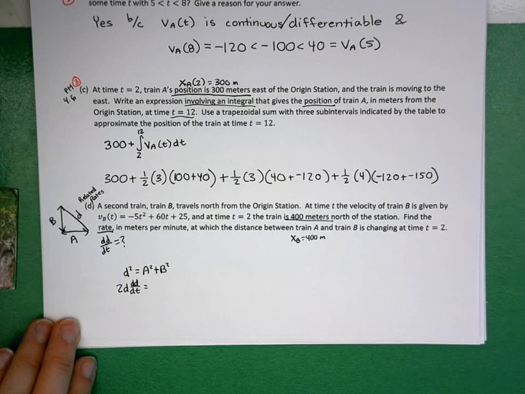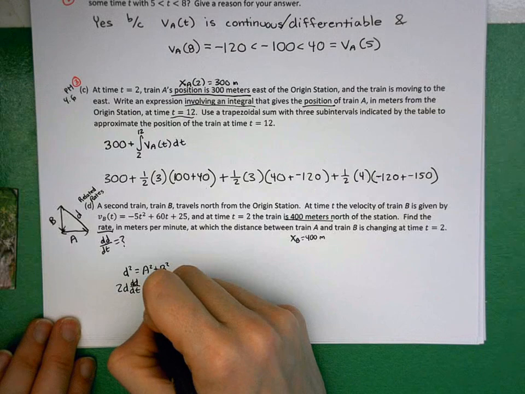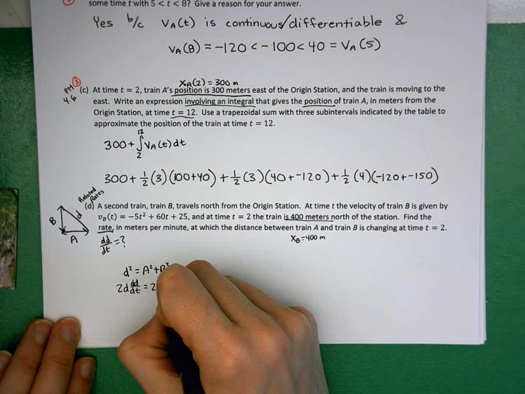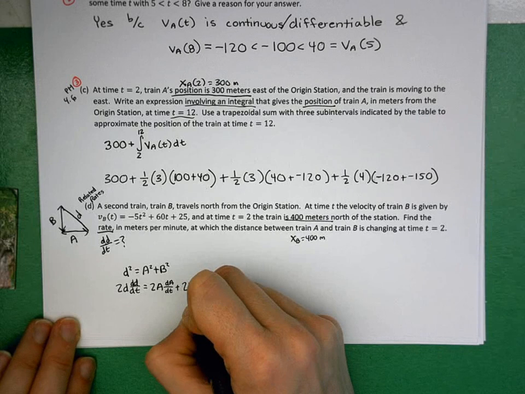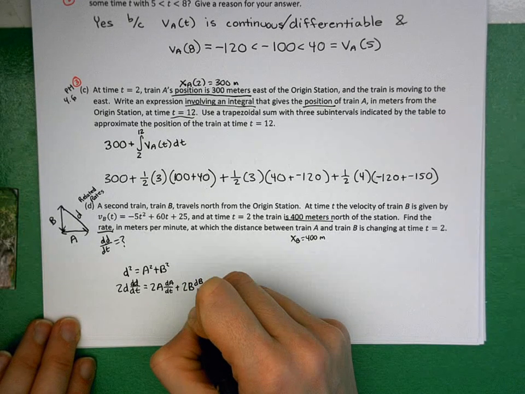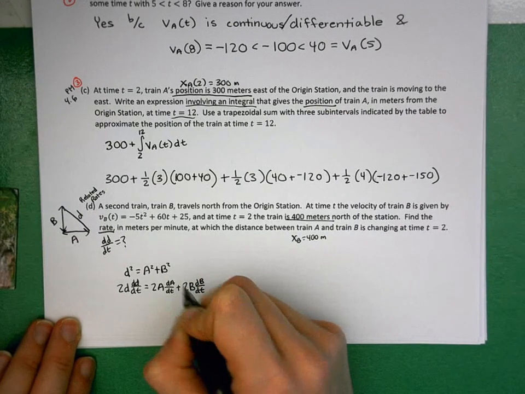A, we'd have 2a dA/dt, and B, I'd have 2b, or not to be, no, 2b dB/dt. Okay?